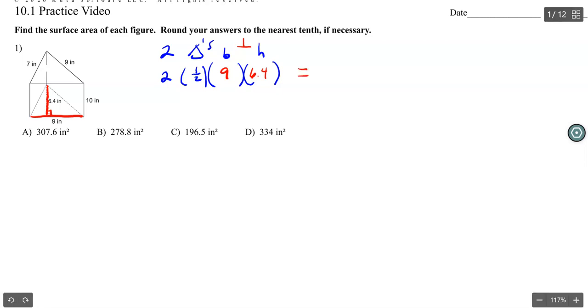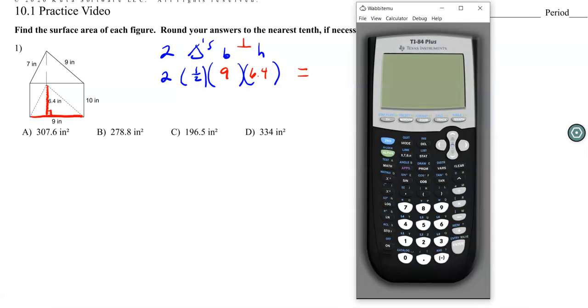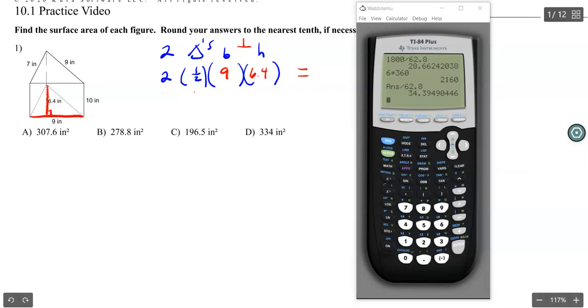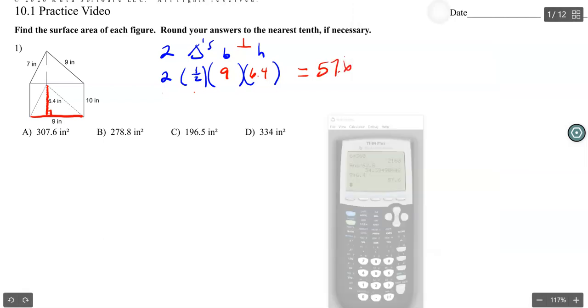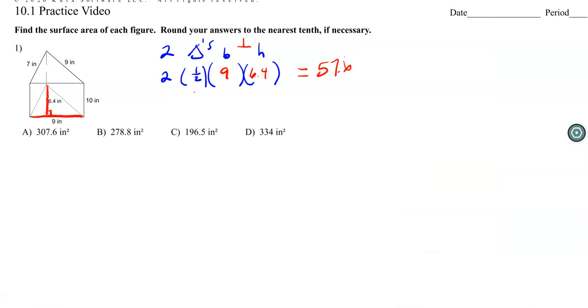So let's just bust this out real quick. Turn this little guy on. The 2 times the 1/2, I really don't need to punch that in because that's just 1. So I'm just going to do 9 times 6.4 equals... So right now we're at 57.6 for the top and the bottom. All right, so those guys are squared away.